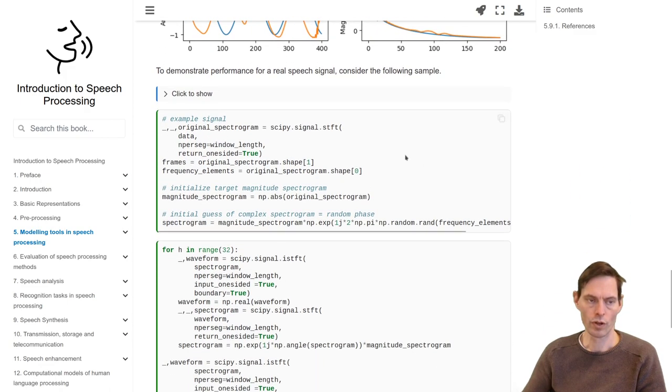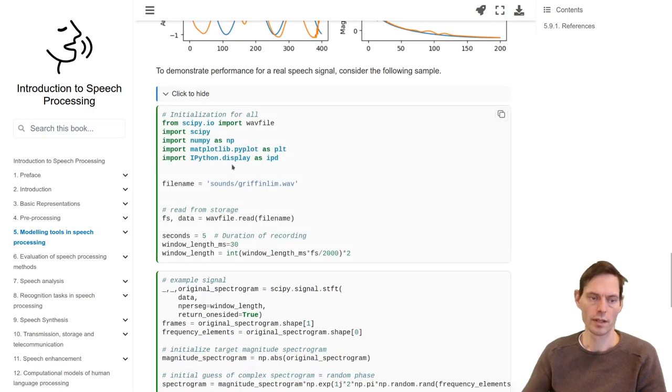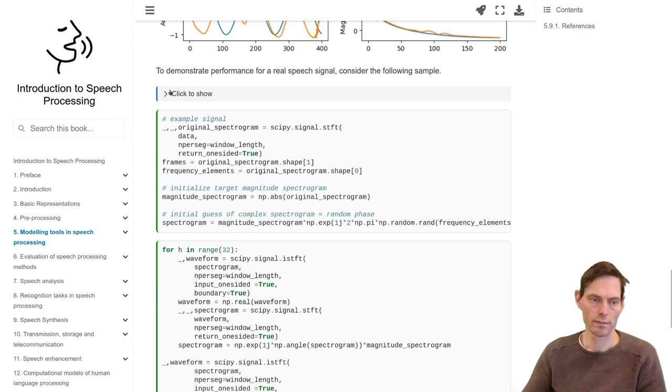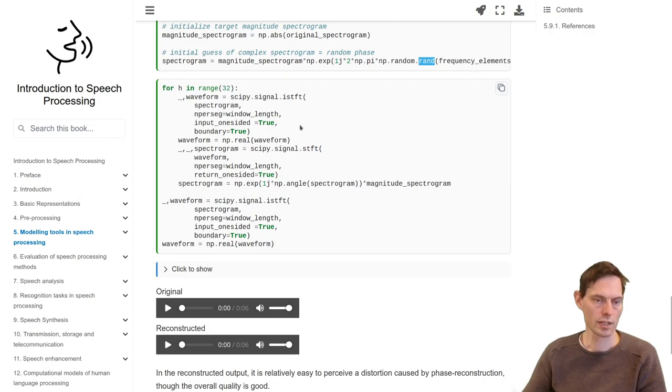Of course, we want to have the real sound as well. Here I've pre-recorded a WAV file. I do the same thing, STFT to get the spectrogram, and then I keep the magnitude part and replace the phase part with random values. Here's the inverse STFT, forward STFT iterated, with just the magnitude always reconstructed.